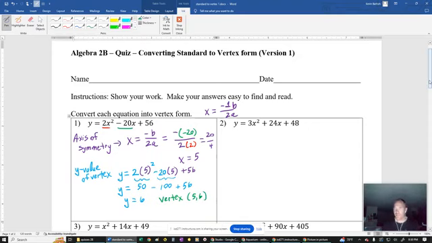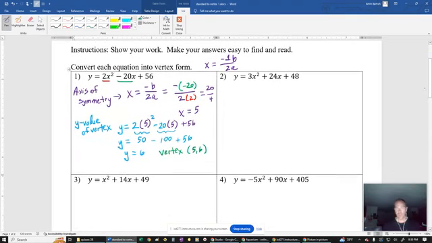Now all we have to do is put this into vertex form. That's it. The good thing about vertex form is that a is the same value between standard form and vertex form. So a is still going to be 2. So y equals a times x minus h squared plus k. That becomes y equals the same value for a, that 2, and then it's x minus the x value of the vertex, which is 5. And we're squaring that in the parentheses, and then we're adding the y value of the vertex, which is 6.